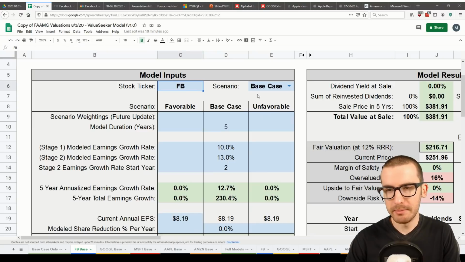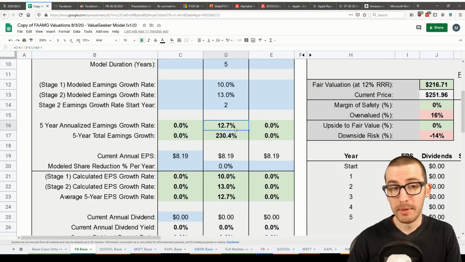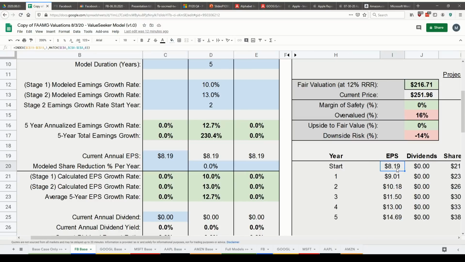So in the case of Facebook, we're just looking at a base case scenario, and in this case, we'll be looking at a modeling period over 5 years, and we'll make some assumptions on Facebook's earnings growth over the next 5 years. In this case, we assume earnings will increase 10% the next year, then starting in year 2, they'll increase 13% for each of the next 4 years. The model then uses that information to calculate an annualized earnings growth rate. We input our current earnings per share figure here, and as you can see behind me, that earnings per share growth has been projected out over the next 5 years.